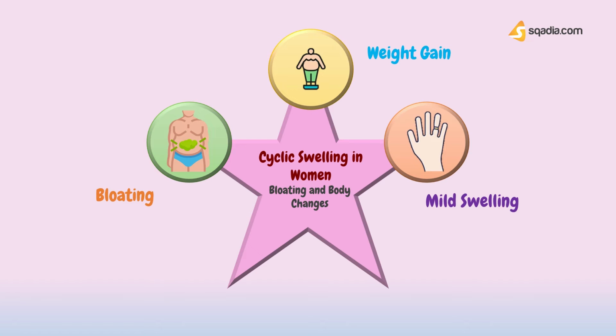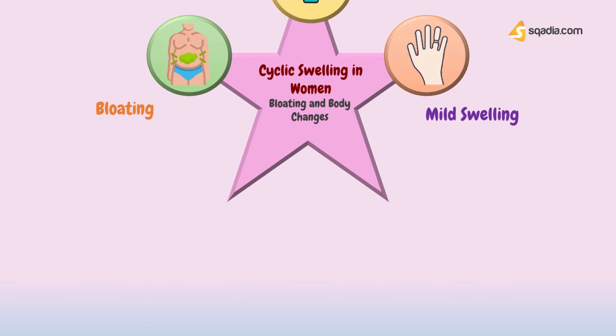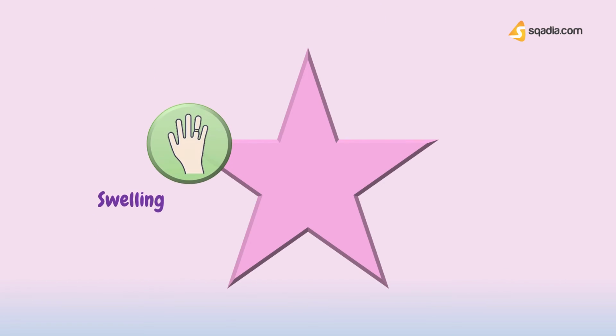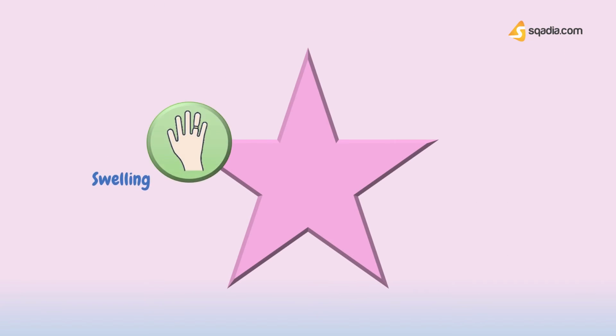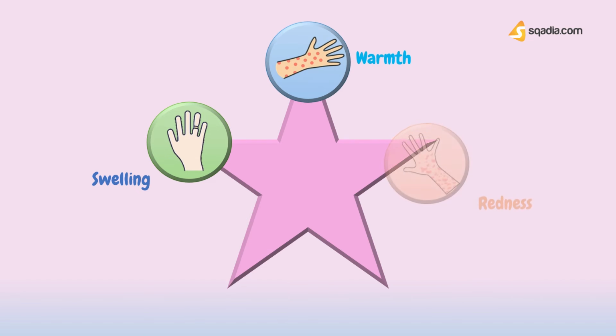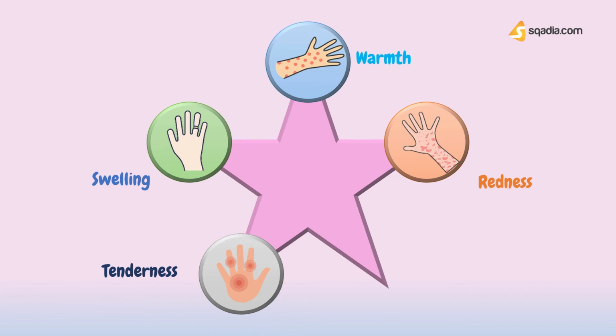But if your patient has typical symptoms like swelling, weight gain, then this might be an indication of medication use. Medication use causes swelling or weight gain. But what if your patient is having swelling around the infection site, warmth, redness, tenderness in the skin? Then this is an infection caused by invasion of a pathogen.